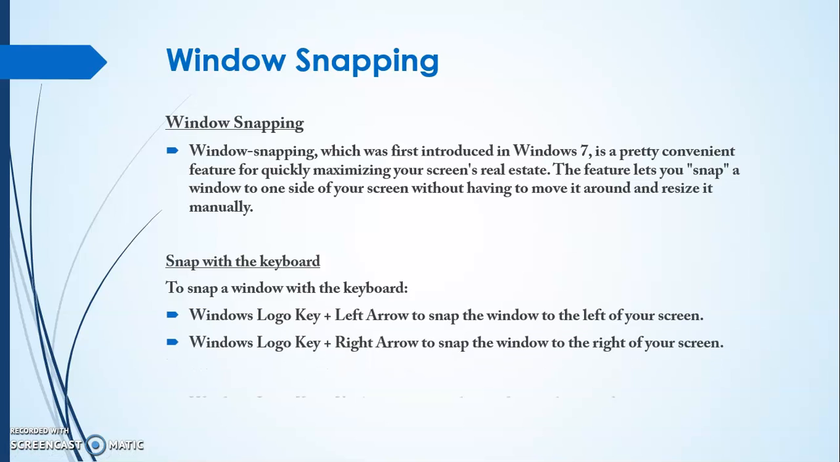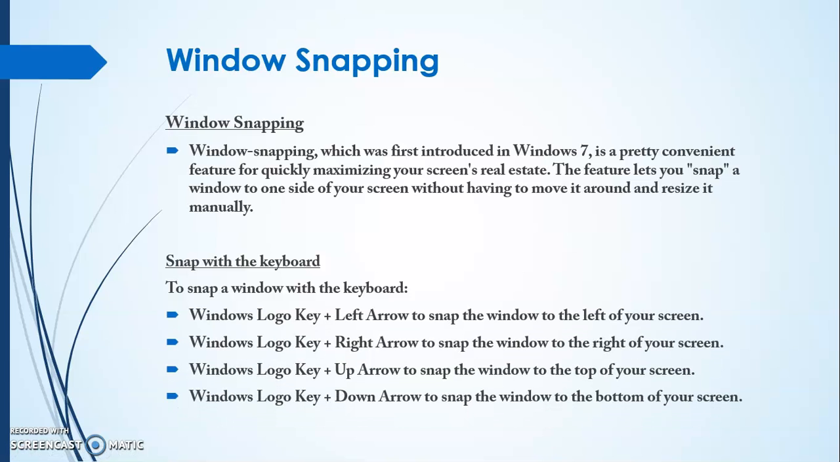The next topic is window snapping. First of all, we will focus on the word snapping. Snapping means to move frequently, to quickly move a window from one place to another. So window snapping means to change the windows very quickly, very fast, from one side of your screen to the other.